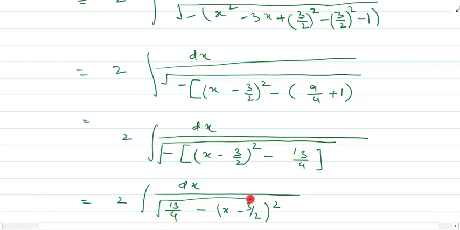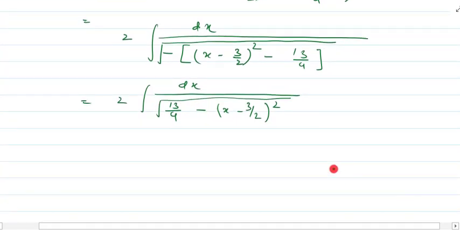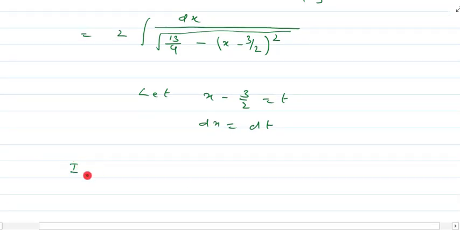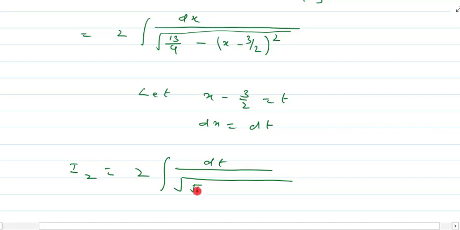Isn't it? And you know very well the result for a square minus x square, which is nothing but simply sine inverse x upon a. So to go further, let us substitute x minus 3 upon 2 as t, which will give dx equal to dt. So I2 will be equal to 2 into dt upon square root of (root 13 upon 2) whole square minus t square.